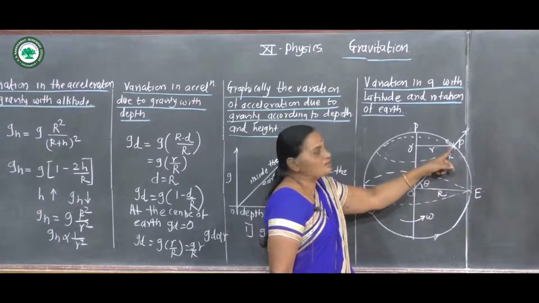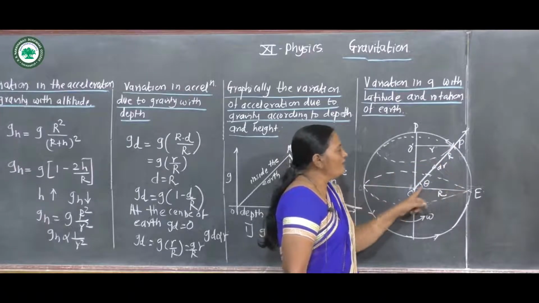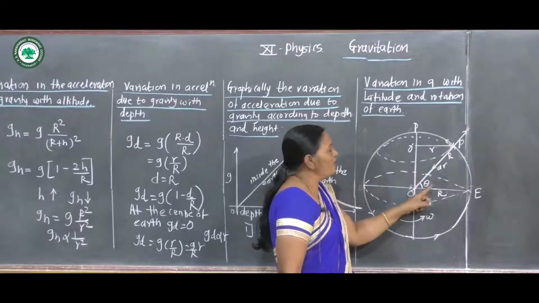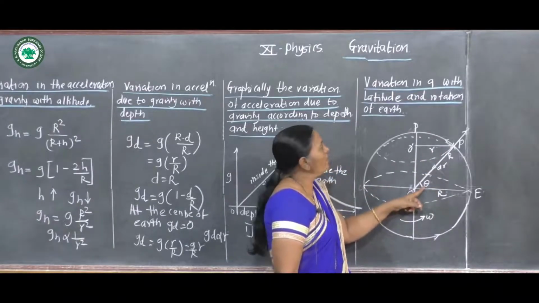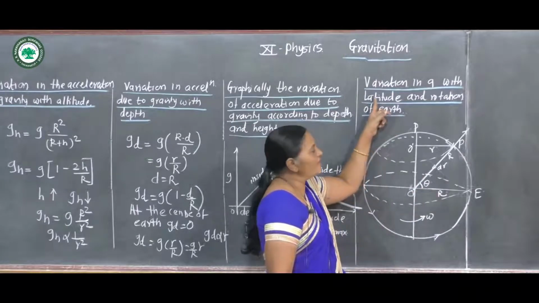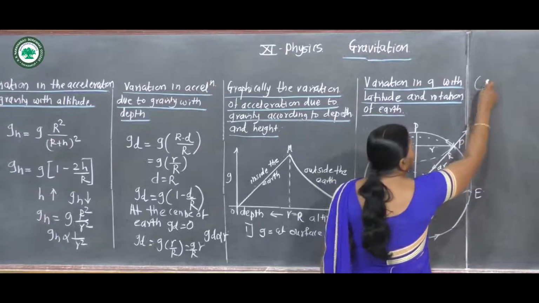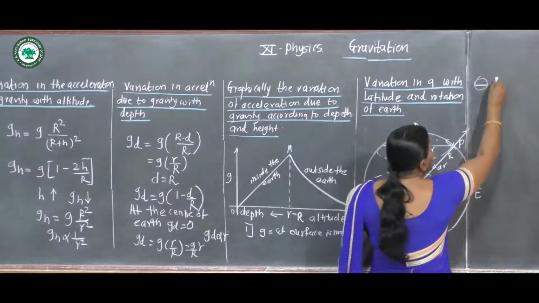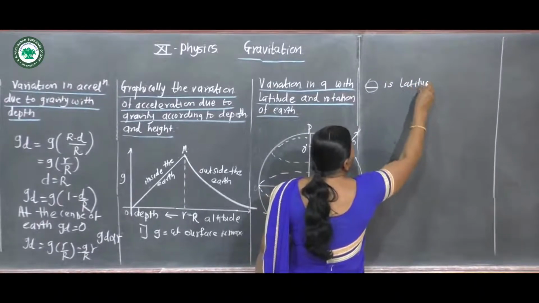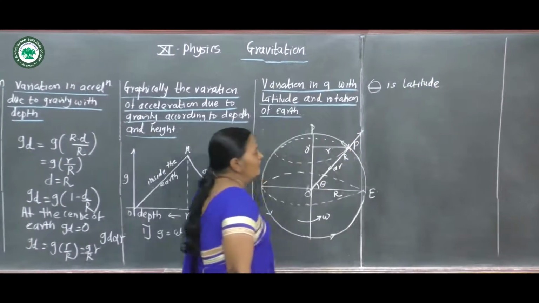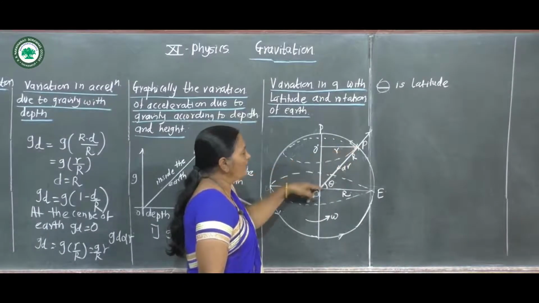Consider any mass situated at a point P, and this is the radius R. The angle made by these two radii is called latitude. Here theta is called latitude. At the point P, that is at the latitude, the angle is theta.